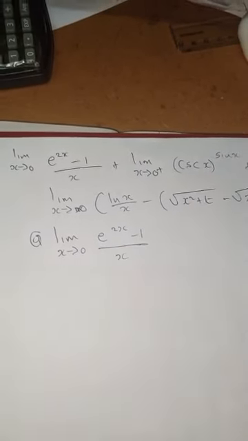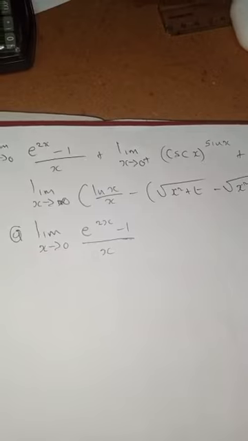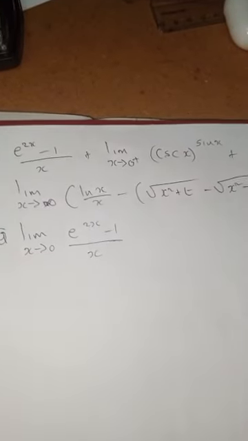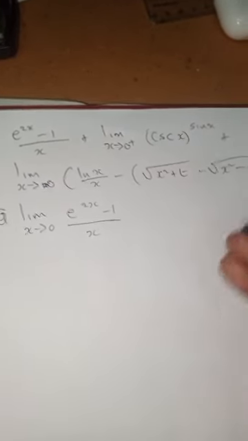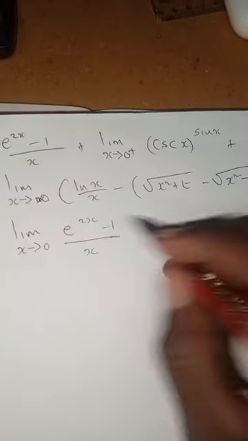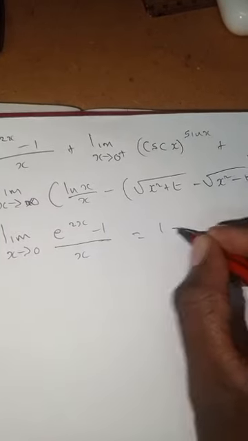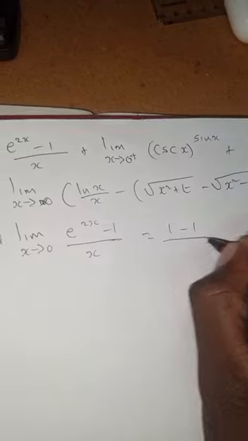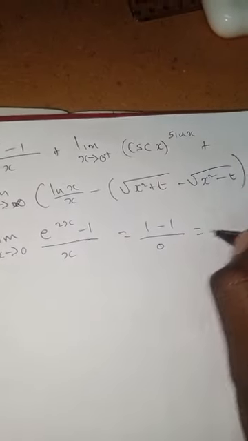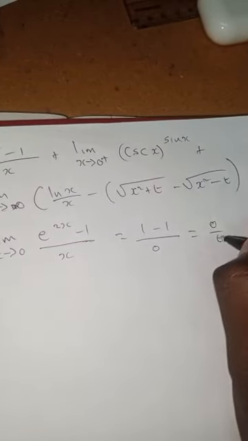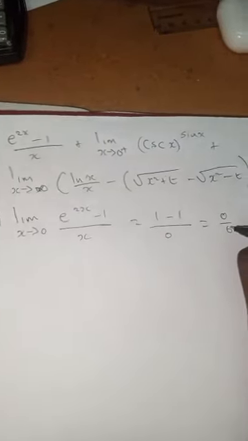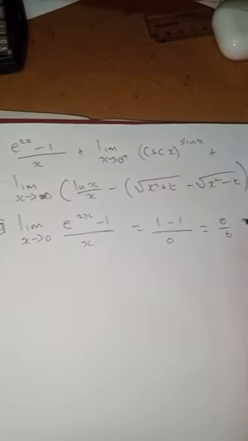The first thing before you do anything for limits, just plug in the 0 where there is x, because sometimes you find that it gives you the answer there and then. If you put a 0 here, we'll have e^0, which is 1, minus 1. Then we'll have a 0 at the bottom, which gives us 0 over 0. This is perfect because it shows that we can use L'Hopital's rule here.